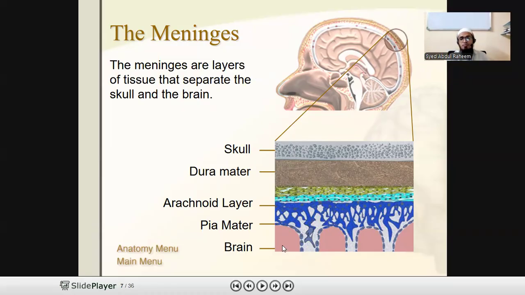In the skull, we have protecting layers within the brain. We call them meninges. Meninges are the layers which separate the skull and the brain. You can see this is the skull. In that, we have the dura mater, the second layer is the arachnoid mater, and the third layer is the pia mater. Dura mater is very hard, like the skull.